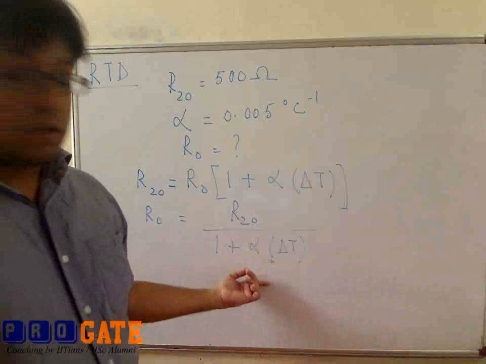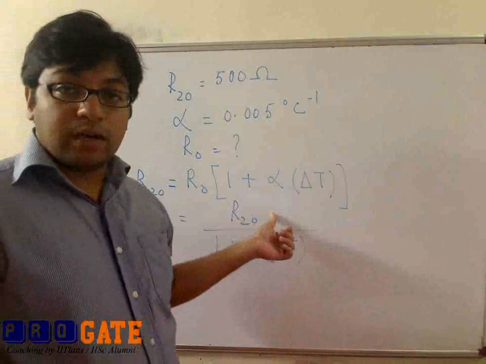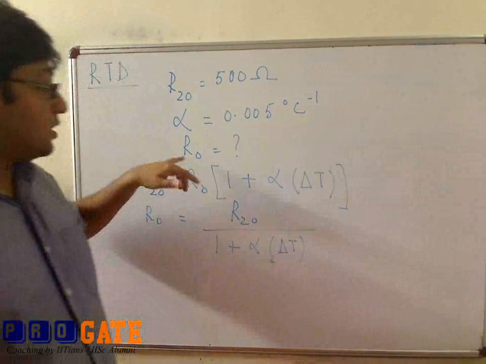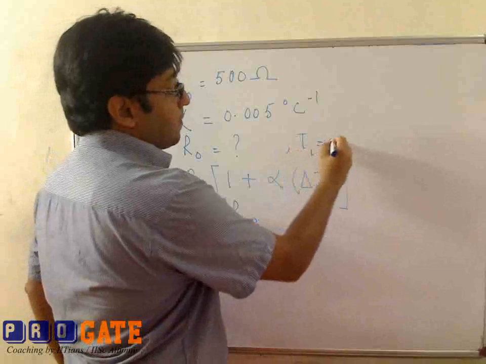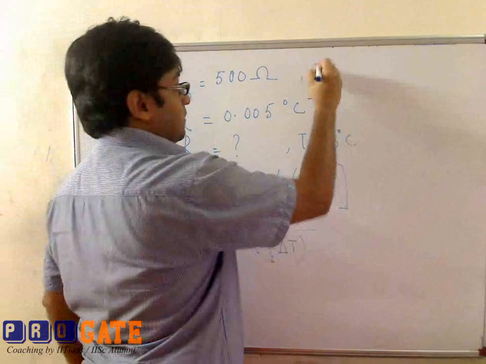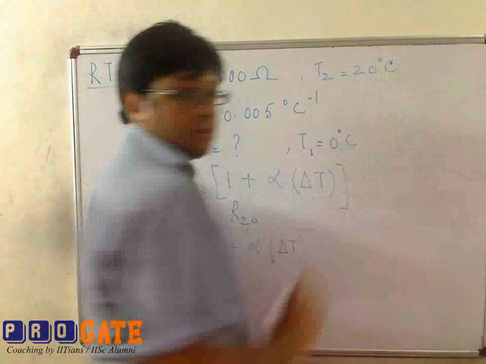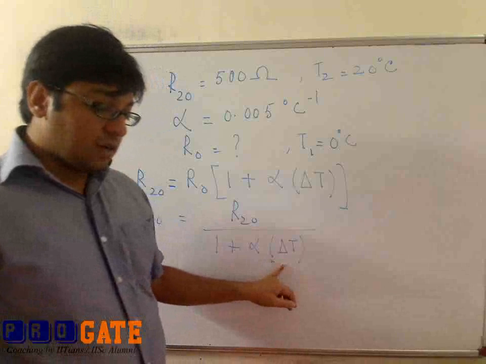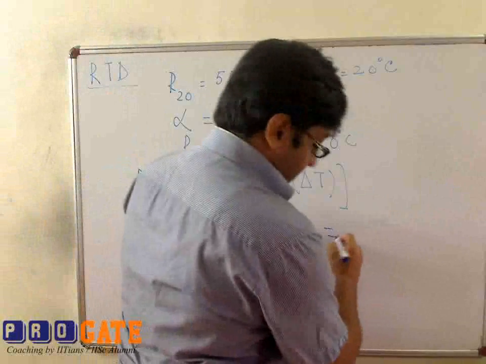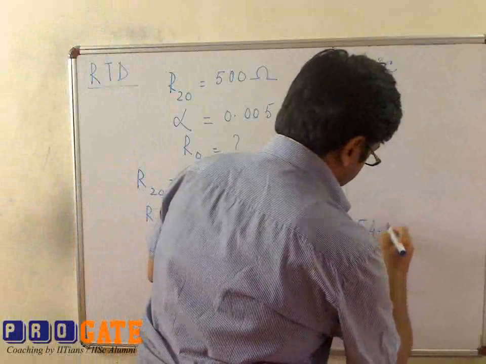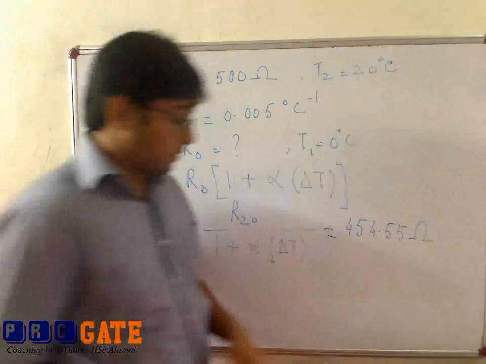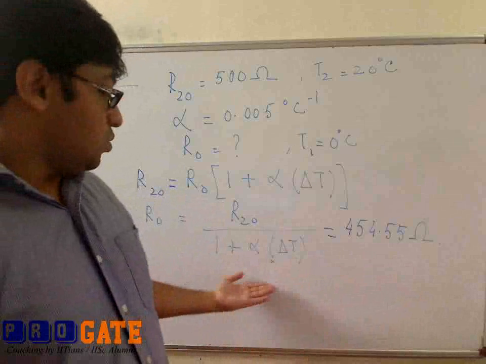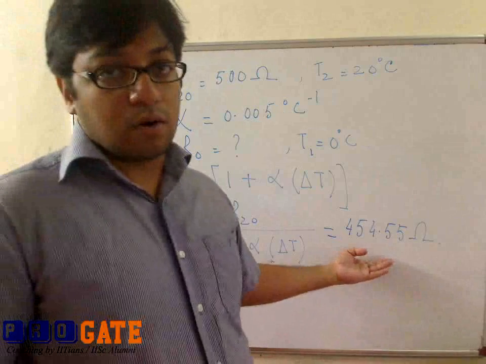We get this expression. Now in this expression, we are given the value of R20. We are also given the value of alpha. What is the value of delta T? That is the change in temperature. The change in temperature is from 0 degrees Celsius to a temperature of 20 degrees Celsius. So delta T is T2 minus T1, that is 20 degrees Celsius. Substituting these values, we would find that R0 turns out to be this. This would approximately be the value of R0. I would request all of you to do the necessary calculations and verify whether this answer is correct or not.